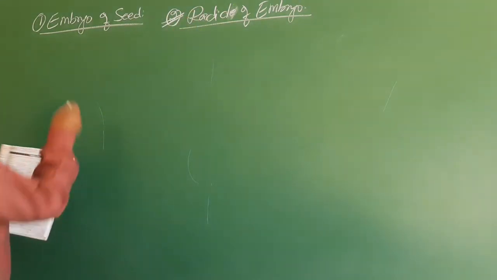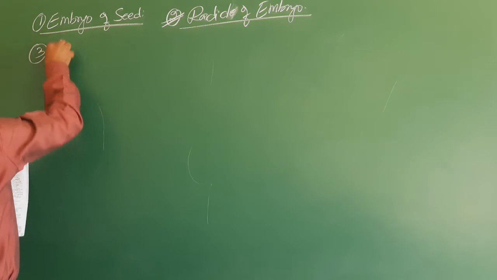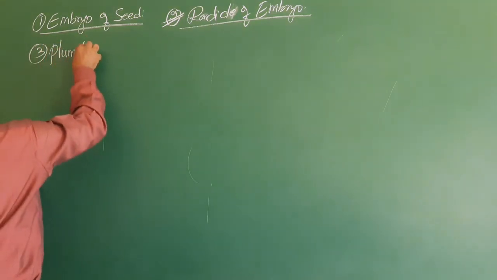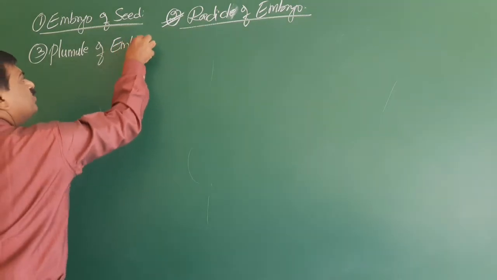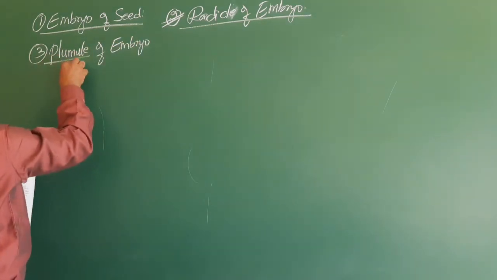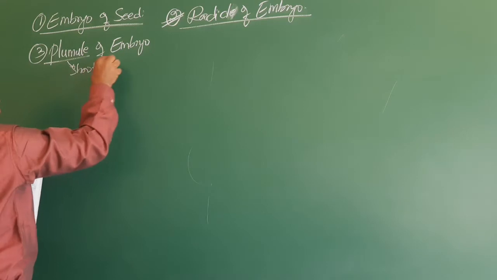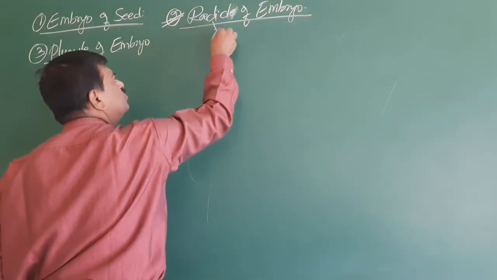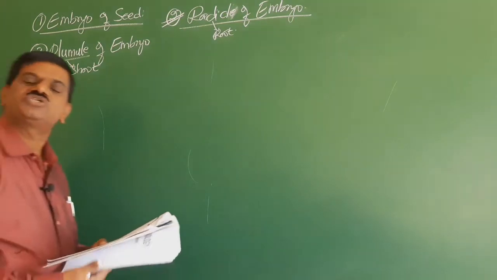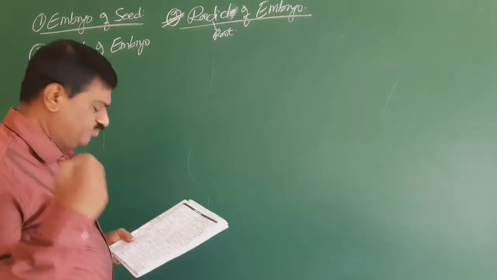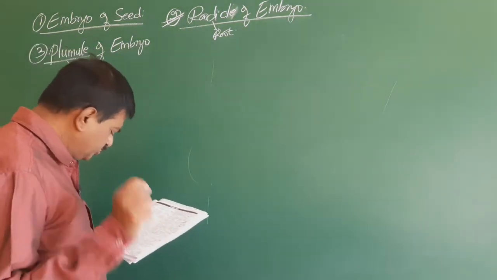The third one is plumule of embryo. Here the radicle is giving rise to the root system, whereas the plumule is giving rise to the shoot system, that is the aerial part: stem, leaf, branches, all of which are called the shoot system.